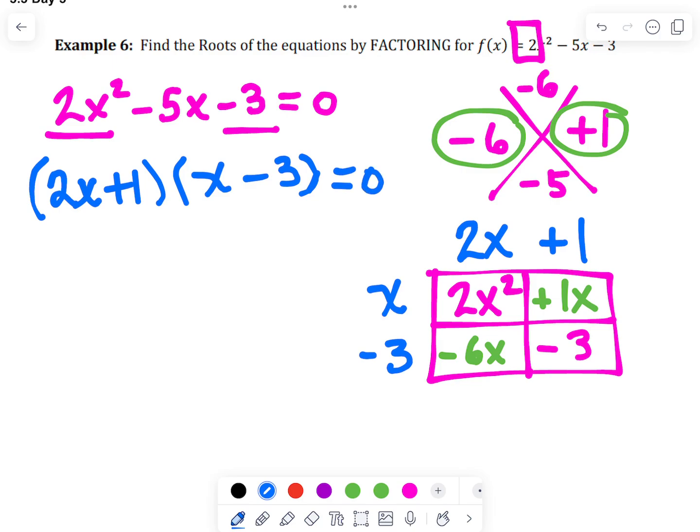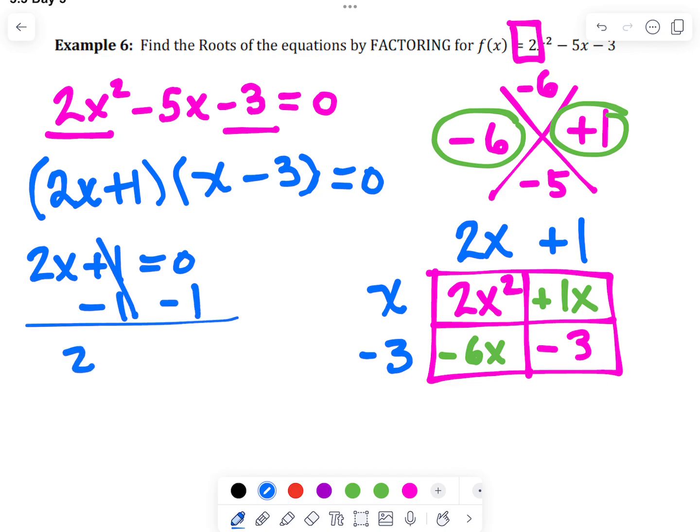And now we can use our zero product property. So 2x plus 1 equals 0. Subtract 1 from both sides. And then divide both sides by 2. So the first root is -1/2.